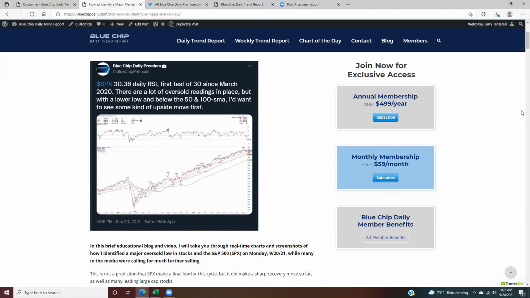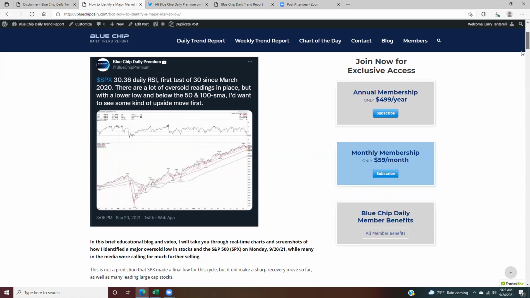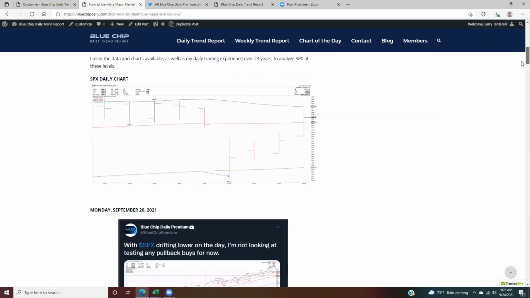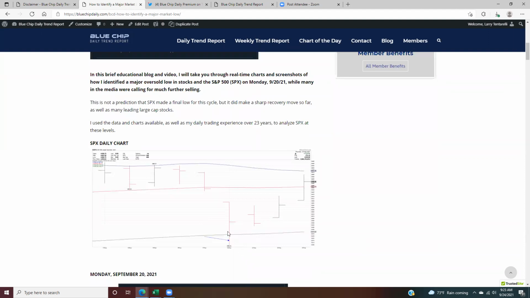So based on that, I shared that and my experience with the website members and let them know that I was looking for this level to mark the oversold lows. And it's been a nice move since then, nice positions that are working. But the key thing, once again, I just took the data that was available, no predictions, and went from there. So hopefully that was educational.